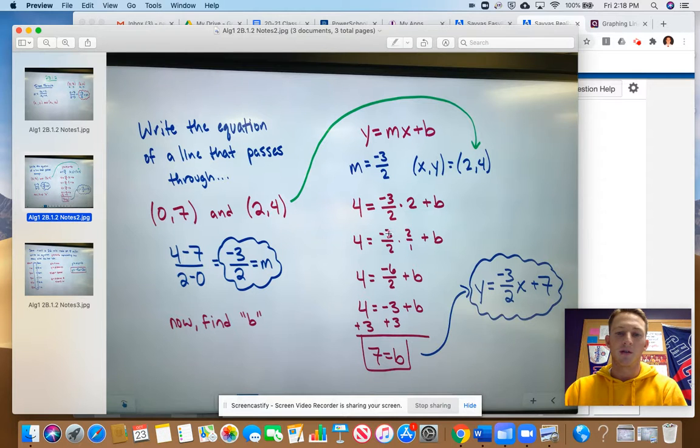And we're just going to multiply straight across when we have fractions. So -3 times 2 is -6. 2 times 1 is 2. And we can simplify -6 over 2 to -3. So now we have 4 equals -3 plus b. Let's solve for b. How do I move a -3 over to the other side? Let's add 3 on both sides, and we see that b equals 7. Well, now that I have found my slope and I have found my y-intercept, we can write our equation, y equals mx plus b, y equals -3 over 2, x plus 7.